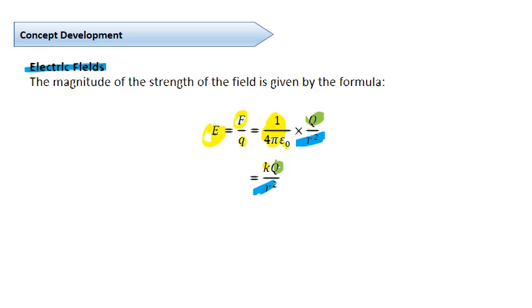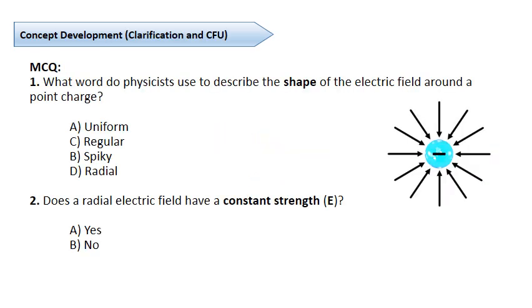Off you go. Okay, a couple of multiple choice questions for you. What word do physicists use to describe the shape of the electric field around a point charge? Now, a neutron is an example of a point charge, and this diagram might be able to help you. Is it either uniform, regular, spiky, or radial? Well, you have got that problem now. Pause the video if you need to.